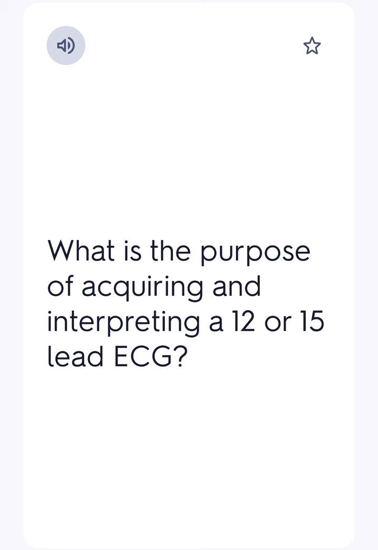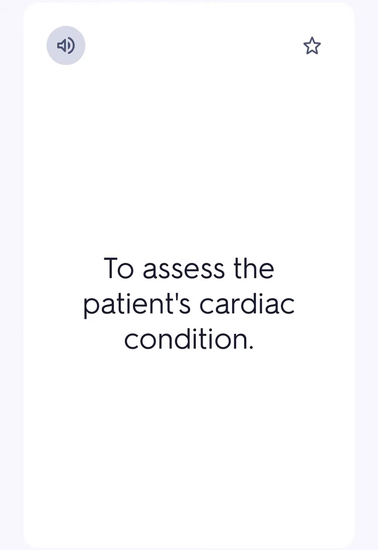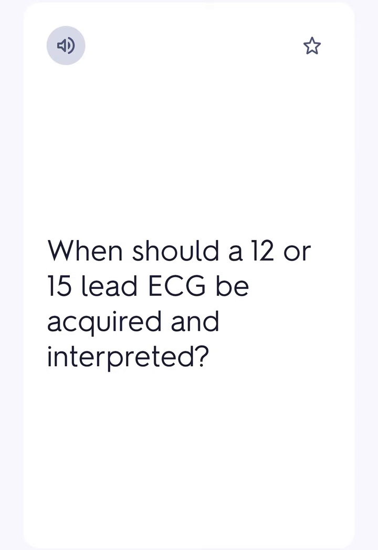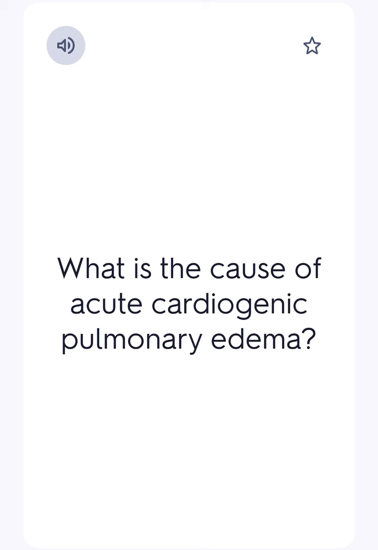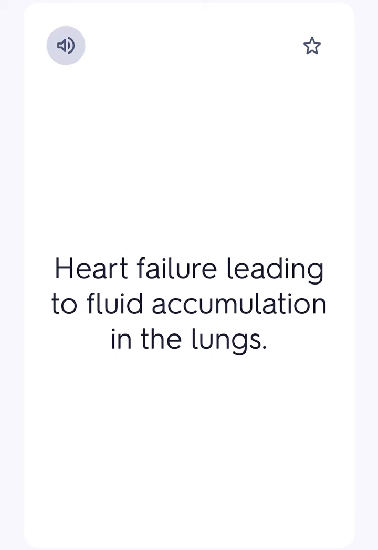What is the purpose of acquiring and interpreting a 12 or 15 lead ECG? To assess the patient's cardiac condition. When should it be acquired and interpreted? As soon as possible or when practical to do so. What is the cause of acute cardiogenic pulmonary edema? Heart failure leading to fluid accumulation in the lungs.